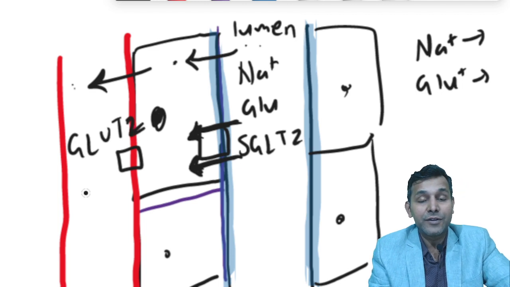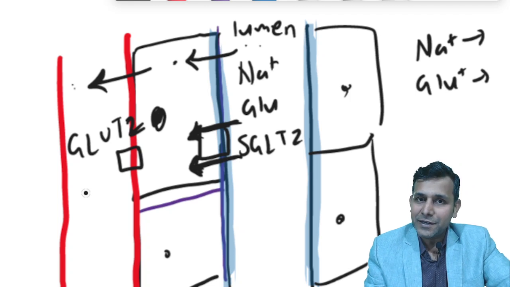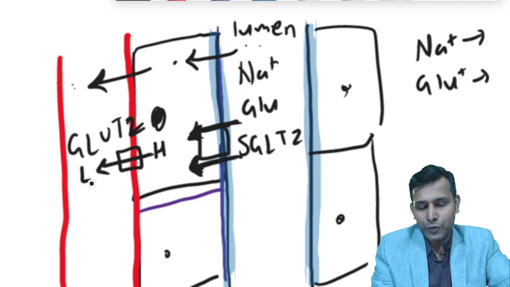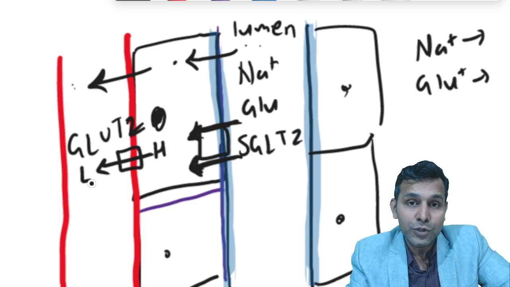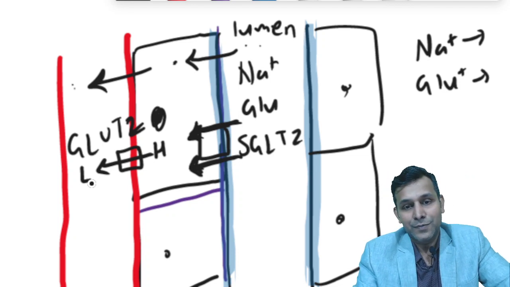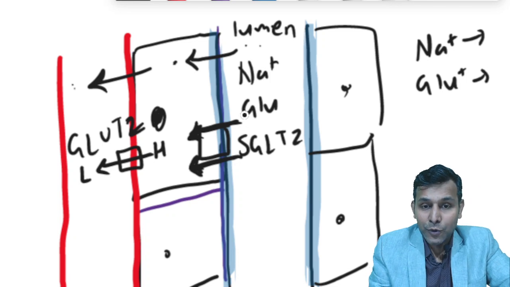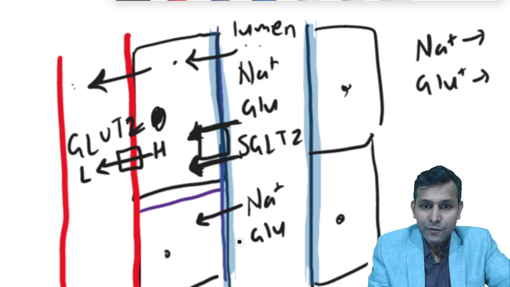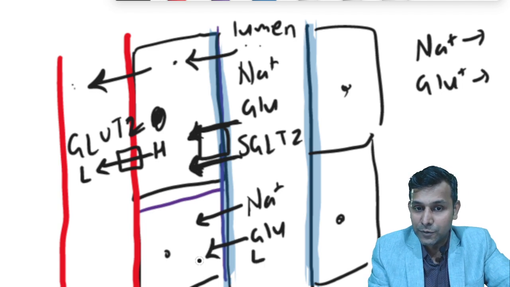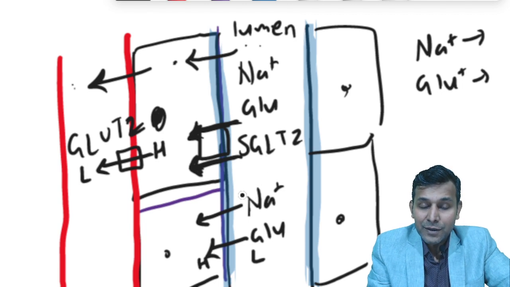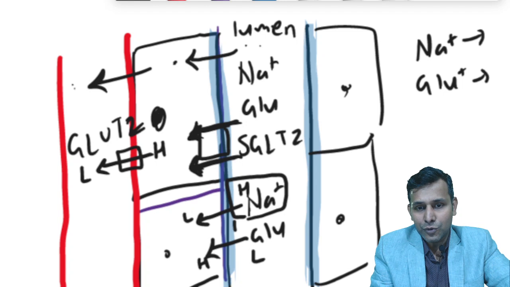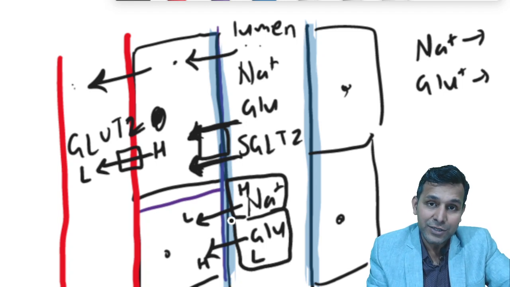GLUT2. We have discussed GLUT2 in our previous session on facilitated diffusion. So GLUT2 transports glucose from higher concentration to lower concentration, whereas SGLT transports sodium from higher to lower, but glucose is transported from lower to higher. Glucose is transported from lower to higher using the movement of sodium ions, which are transported from higher to lower. So using sodium's energy, we are transporting glucose, and they are moving in one direction, hence co-transporter.